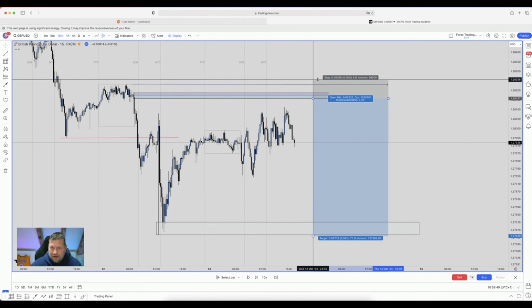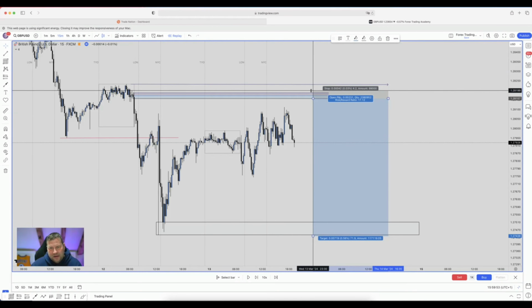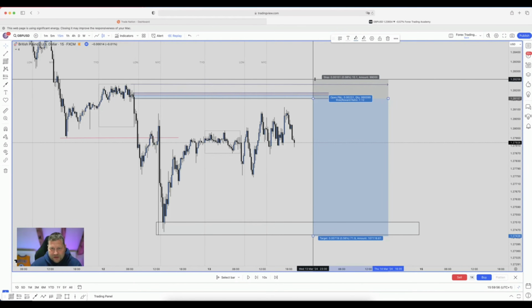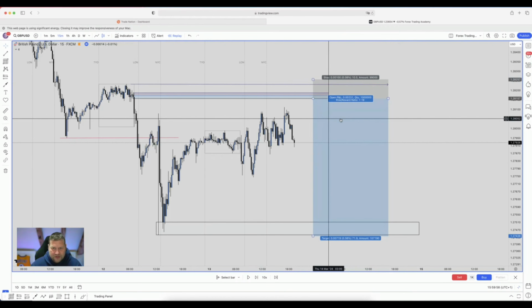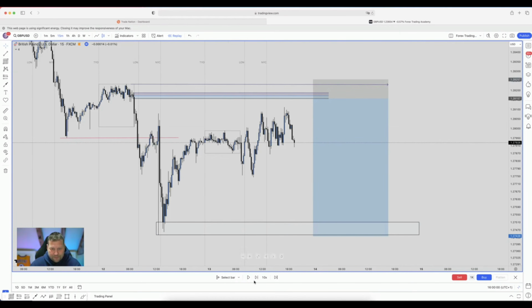So just bear that in mind. A lot of people as well try and have this stop just above the OB. You're going to get stopped out and wrecked so many times on that. So just be a little bit cautious. So that's initially what I'm looking for, right?